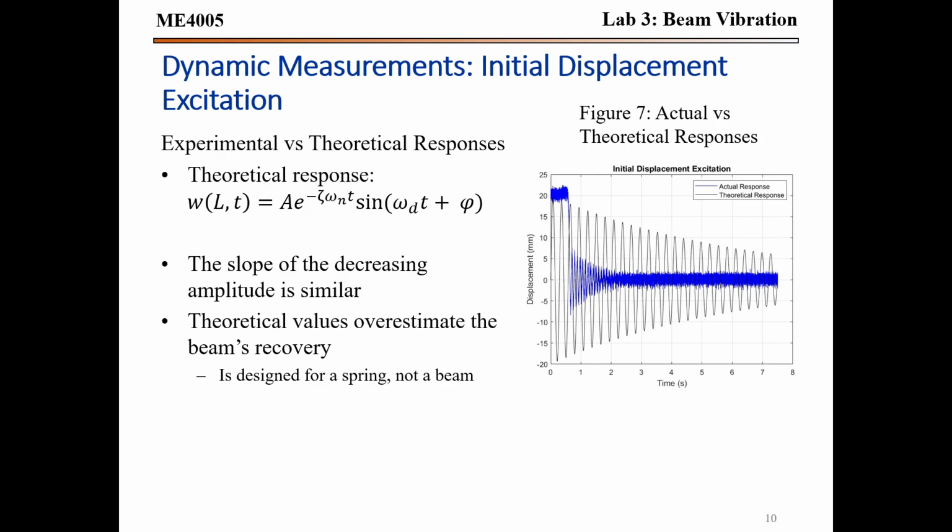So as we see from figure 7, there is a clear difference between the actual and theoretical response, since the theoretical response is for a spring, and the actual response is for a beam. There's obviously going to be a difference, even though the slope during the damping will be about the same.